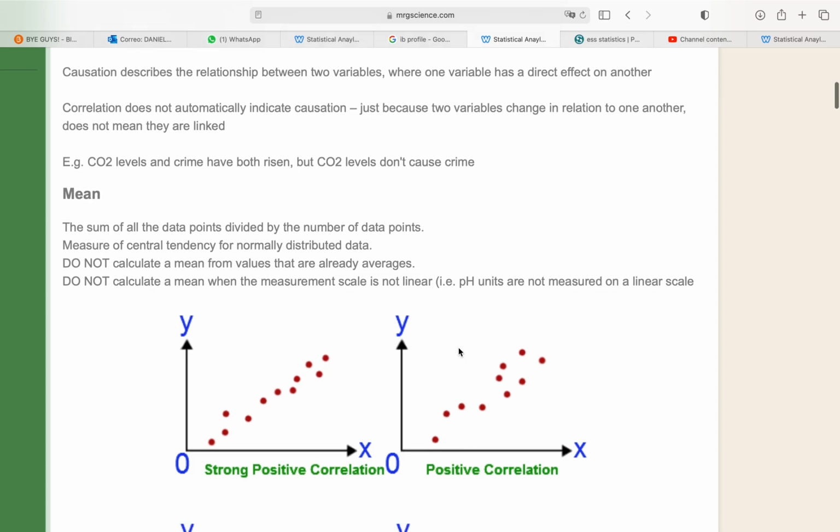Then we have the first word, mean. The sum of all data points divided by the number of data points is the mean. You know that. Promedio, okay? You know how to obtain that. Measure of central tendency for normally distributed data.